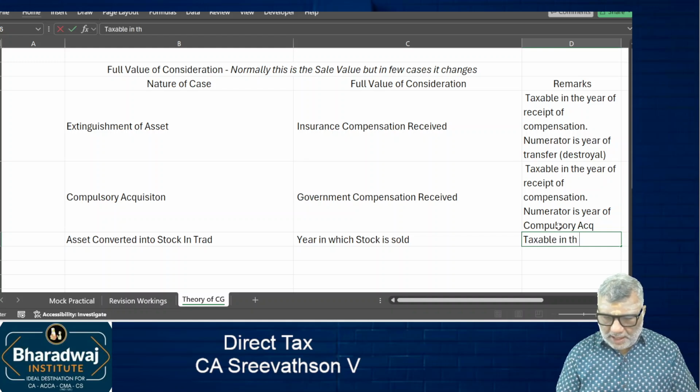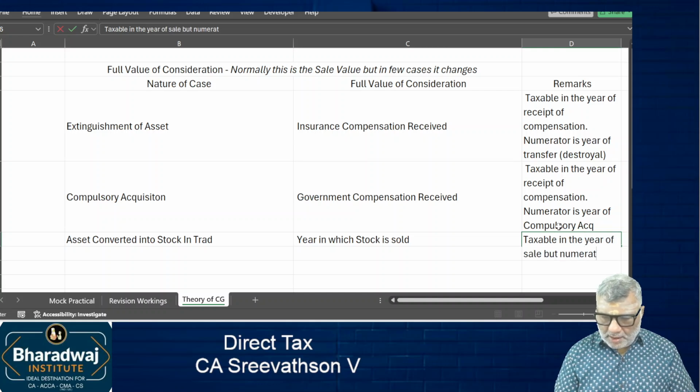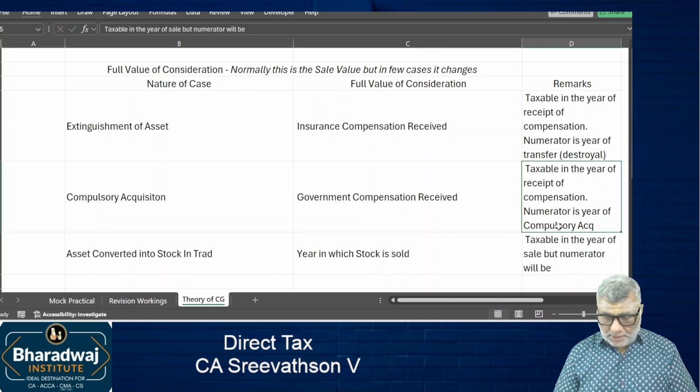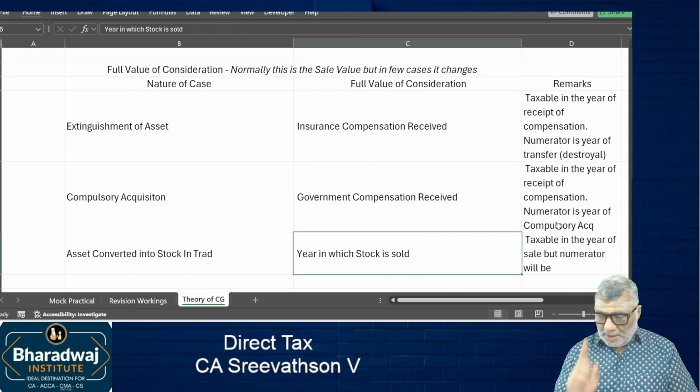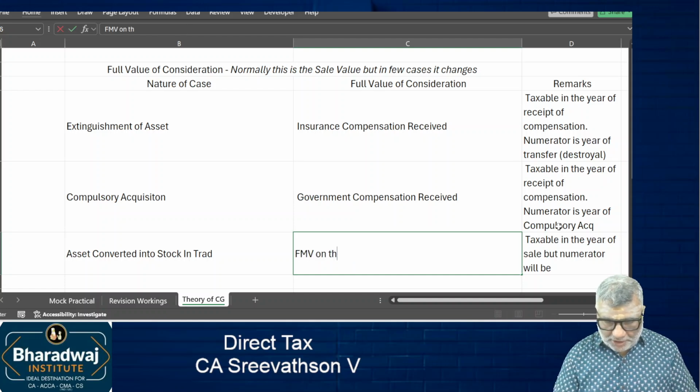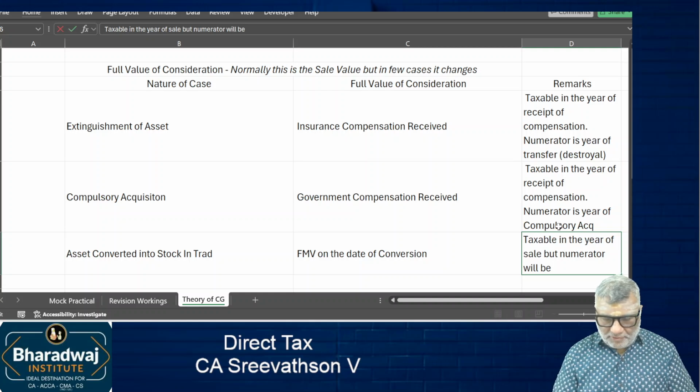Taxable in the year of sale, but the numerator will be, sorry, no, the full value of consideration is wrong. This is FMV on the date of conversion. Sorry, friends. But the numerator will be the year of conversion.